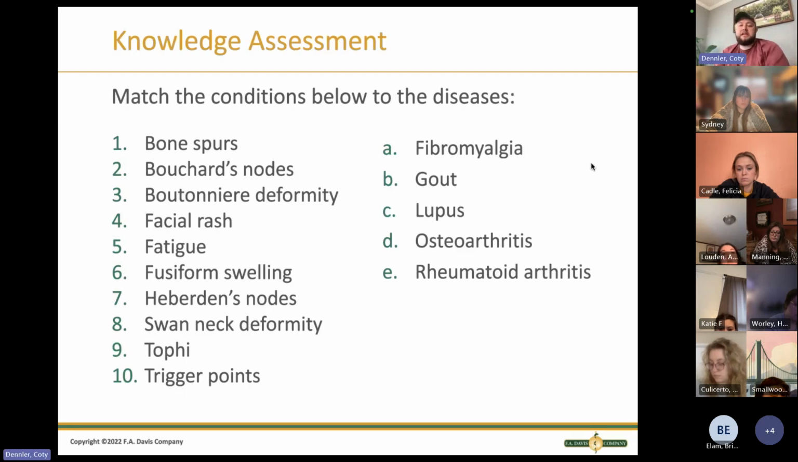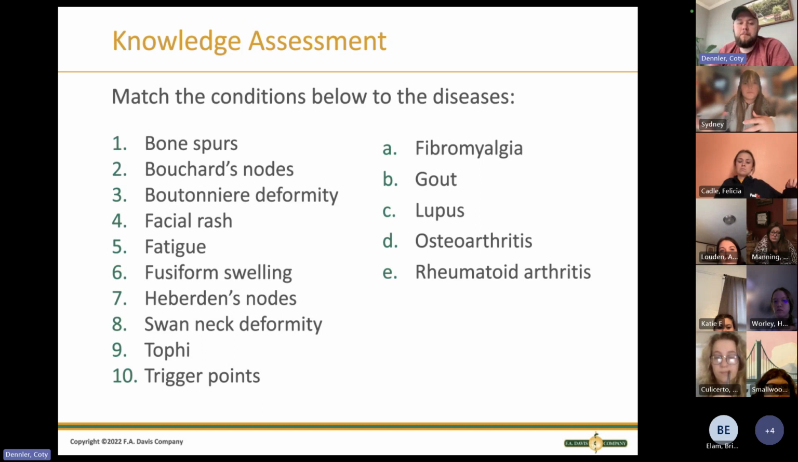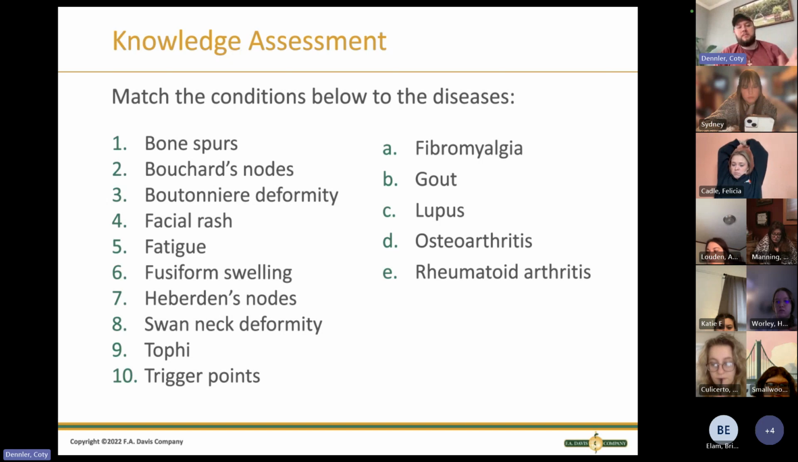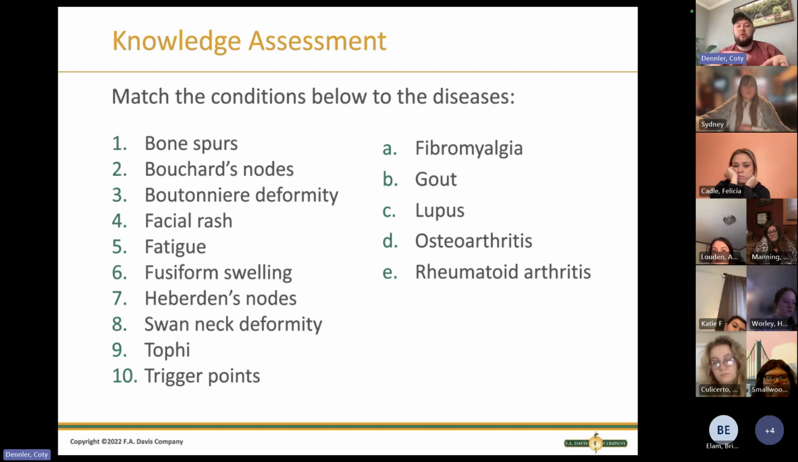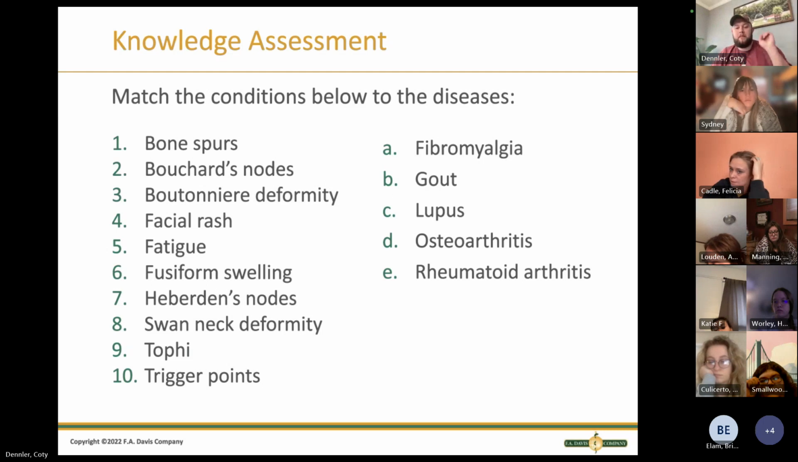All right, guys, here's your knowledge assessment for today. A couple of these I'll accept more than one answer, but I only want one answer for each one of these. So the way I want this set up, I want to make sure everybody's hearing me. Set it up like normal, but when you do your answers, if you think bone spurs go with osteoarthritis, you'll put 1D, 2A, or whatever your answers are. I want the number and one letter beside it, and that's it. Okay? Number, letter. That's it.